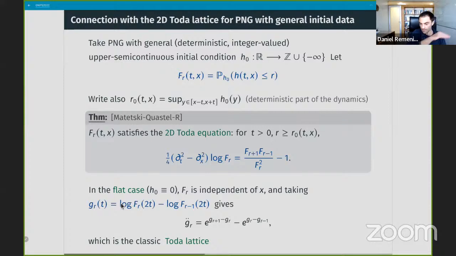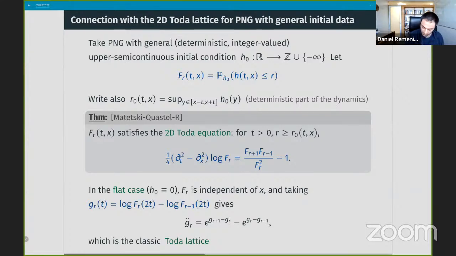So now suppose you start with H0 being flat, the first simulations that I showed you. If you do that, then since the process is homogeneous in space, and my initial condition is homogeneous in space, then F is independent of x. And this derivative here drops out. And if I make this change of variables, g, which I define like this, then I get g double prime equals e to the g(r+1) minus g(r) minus e to the g(r) minus g(r-1). This is the famous Toda lattice equation. So in the particular case of flat initial data, we get the Toda lattice.